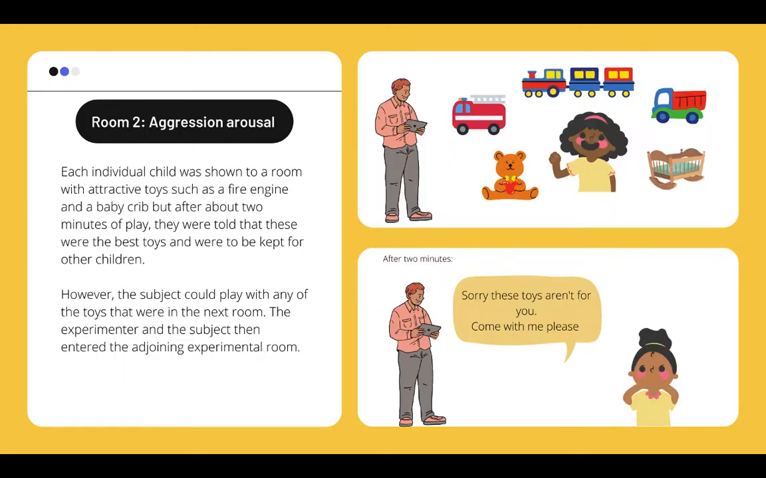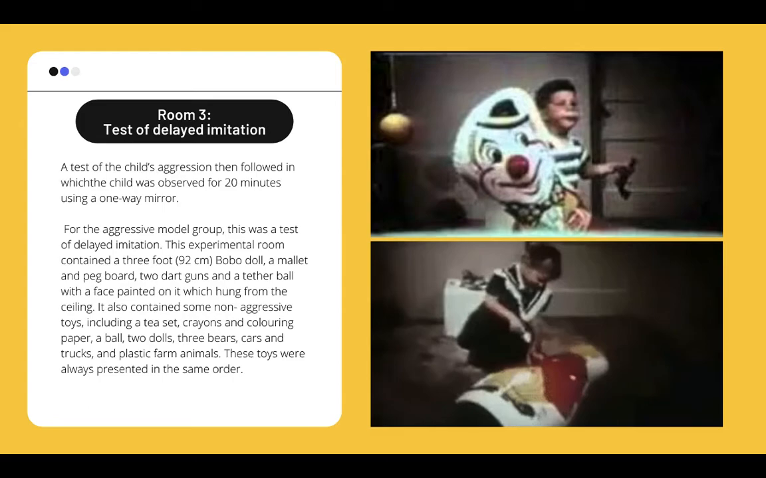So here there was a delay where they spent a few minutes in room 2, and then we test their imitation. This experimental room contains a 3-foot Bobo doll. Here the Bobo doll, remember the Bobo, a mallet and a pegboard, 2 dart guns, a tether ball with a face painted on it, which hung from the ceiling. Here, this is a ball hung from a ceiling. It had a face painted on it.